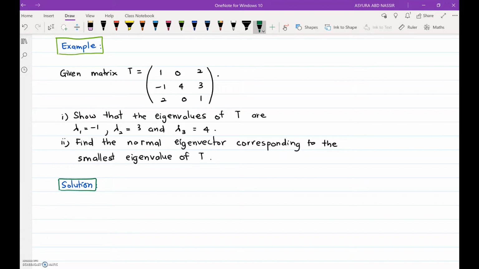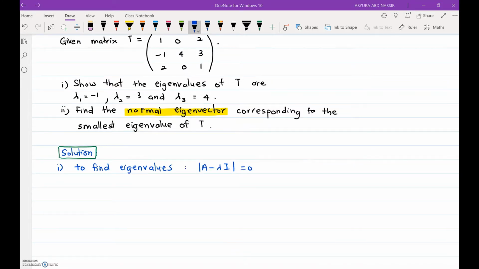Okay guys, let's look at another example for the eigenvalues and eigenvectors. Look here, we have the given matrix T: 1, 0, 2, negative 1, 4, 3, and 2, 0, 1. First, show that the eigenvalues of T are lambda 1 equals negative 1, lambda 2 is 3, and lambda 3 is 4. Secondly, we want to find the normal eigenvector. Remember, it is the normal eigenvector corresponding to the smallest eigenvalue of T. Alright, so let's look at the solution.